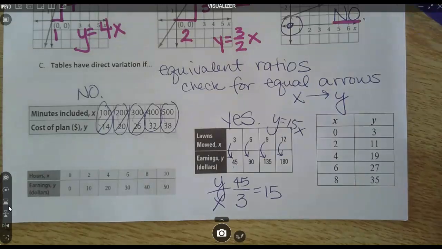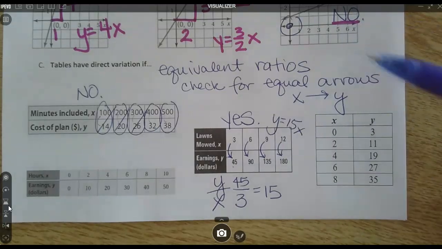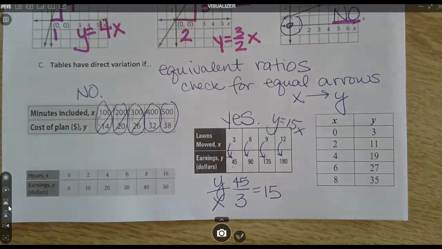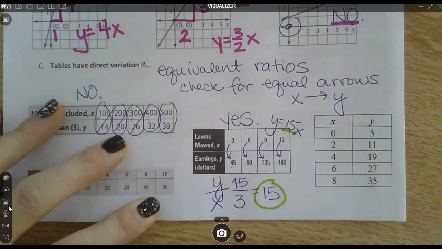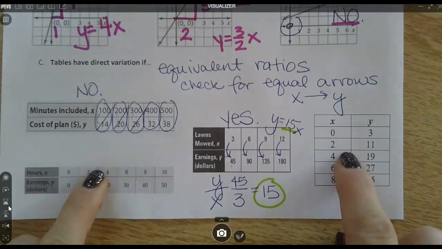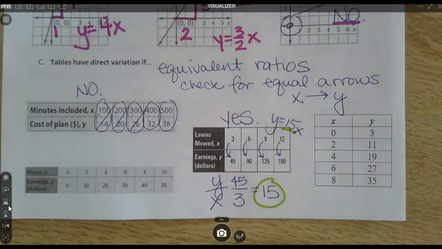So we can check if it is direct variation, and if it is, we know how to find the rate. If we have the rate, we know how to plug that rate into the equation. Okay? There's 2 more tables here. I want you to pause, figure out which one is direct variation, and write the equation for it. So pause now and do those last 2 tables here.